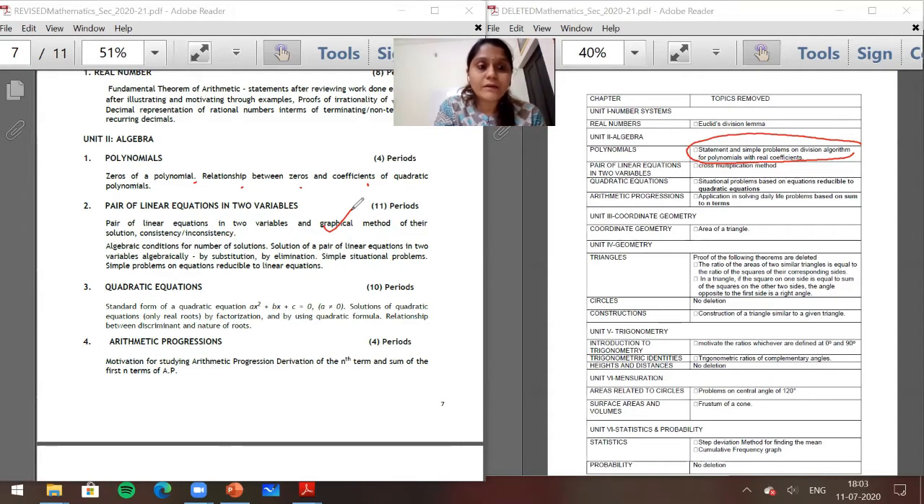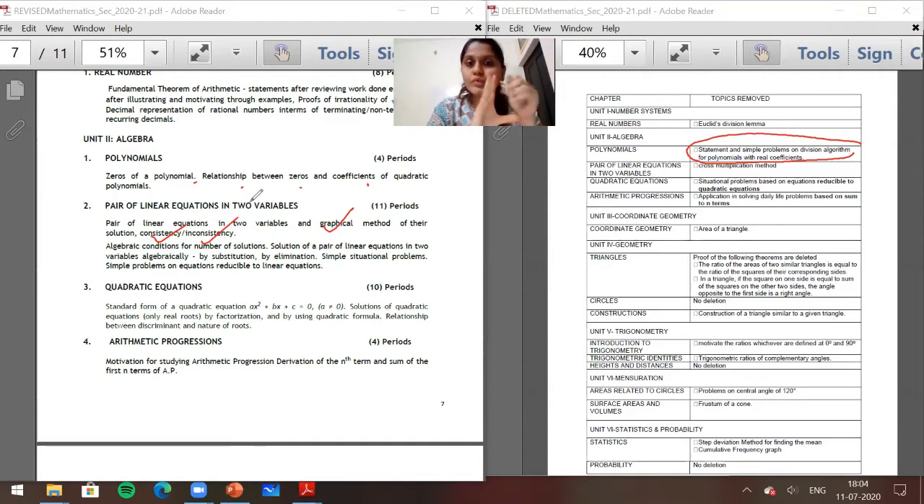Okay, then whether they are consistent or inconsistent, those solutions are there. Algebraic conditions: there are two methods. You can solve a pair of linear equations, one by the algebraic method, and secondly by the graphical method. So the graphical method is also there. In the algebraic method, initially we had 3 topics: elimination method, substitution method, and cross multiplication method.